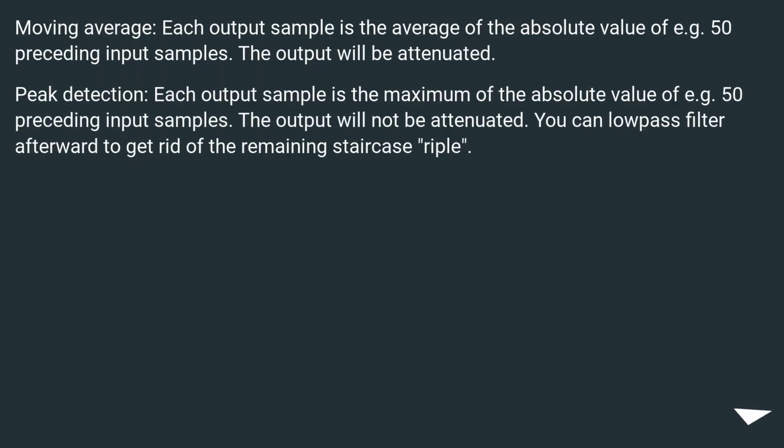Moving average: each output sample is the average of the absolute value of, for example, 50 preceding input samples. The output will be attenuated. Peak detection: each output sample is the maximum of the absolute value of, for example, 50 preceding input samples. The output will not be attenuated. You can low-pass filter afterward to get rid of the remaining staircase ripple.